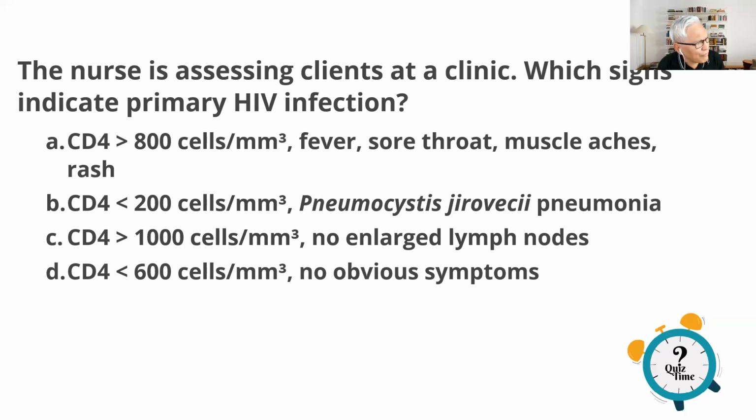So a CD4 of 800 appears to me to be high. A CD4 of 200 or less is a sign that the patient has AIDS, not primary infection. So we can eliminate letter B, because remember, this is the defining characteristic of AIDS, not HIV. Okay, the question says primary HIV infection. And letter C, a CD4 of over 1,000, that's too high.